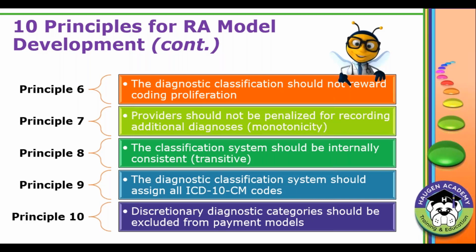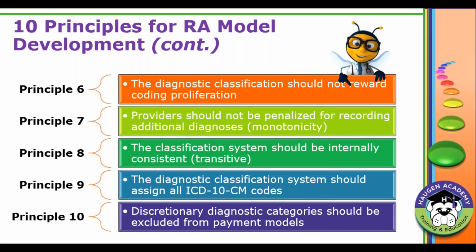Principle number 6 is the diagnostic classification should not reward coding proliferation. I love this. Coding proliferation. I'm going to use this from now on. I call it the Goldilocks rule of coding. We don't code too much. We don't code too little. We got to code just right. And you really don't gain a lot by just adding codes onto here, unless they're not documented, and you don't want to do that. Don't code anything that's not documented. That'll get you into trouble.